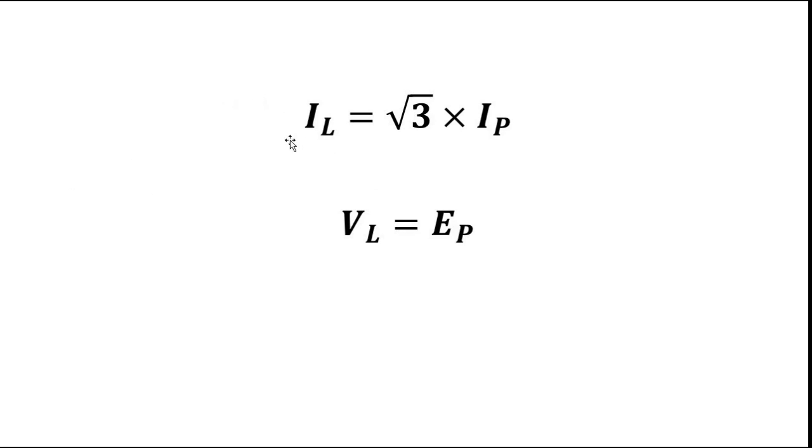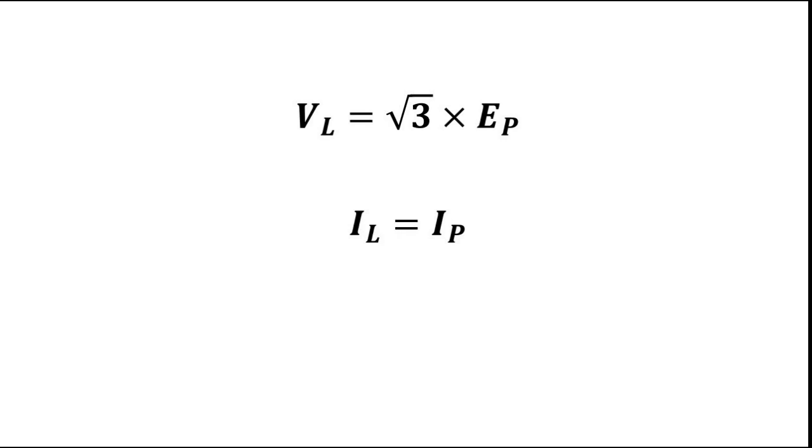So always remember, for a delta or mesh connected system, line current is equal to root 3 times the phase current and line voltage is equal to the phase voltage. And for a star connected system, line voltage is equal to root 3 times the phase voltage and line current is equal to the phase current.